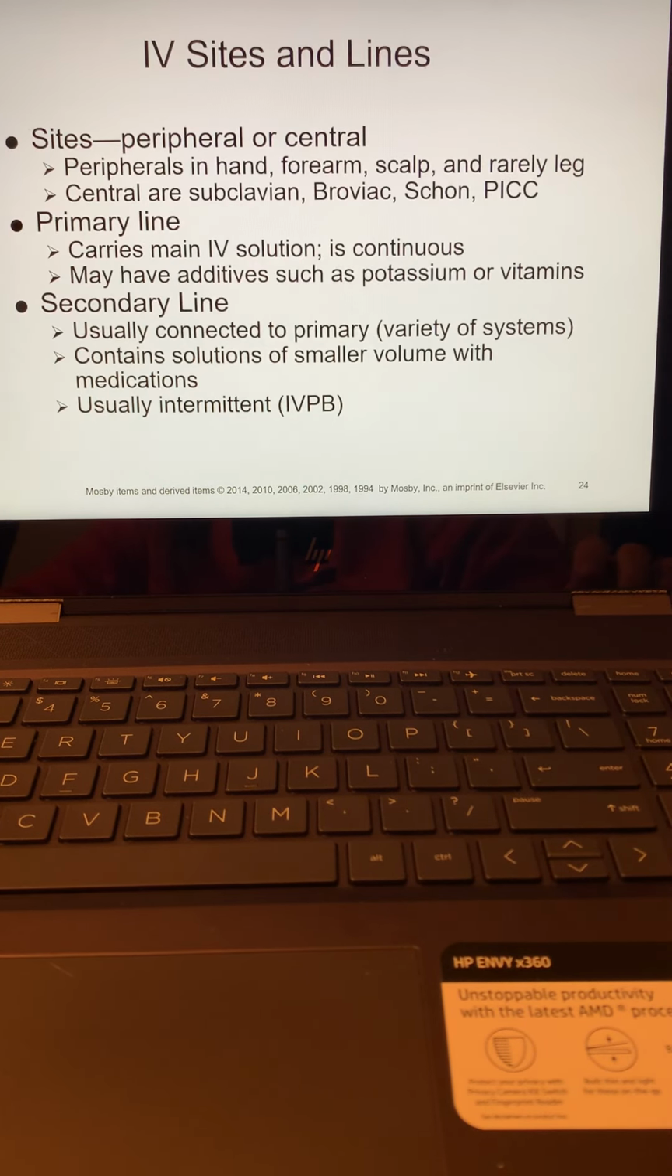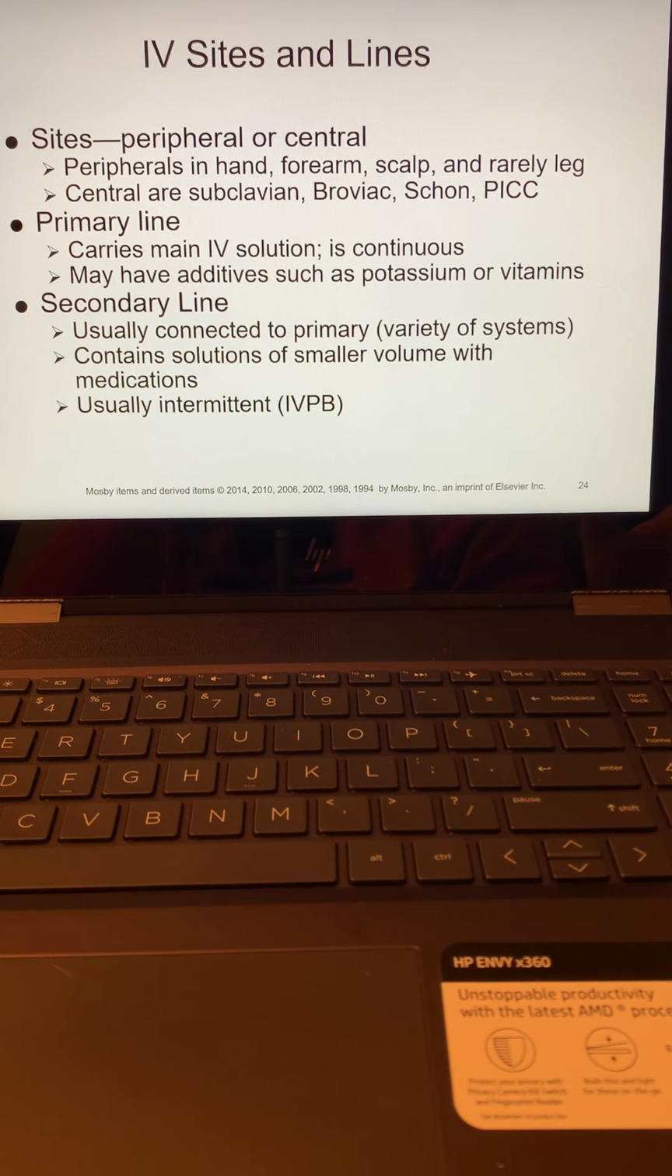So, IV sites and lines. Peripheral or central is where you're going to see an IV. A peripheral is going to be in the periphery, like the hands, the forearm, the scalp. We actually do use the scalp for babies. Every once in a while you'll see it in the leg. Again, if you have a baby, then you might see it in the foot, things like that. And then the centrals are either subclavian, Broviac, Hickman, PICC, whatever. That's going to be a central line.